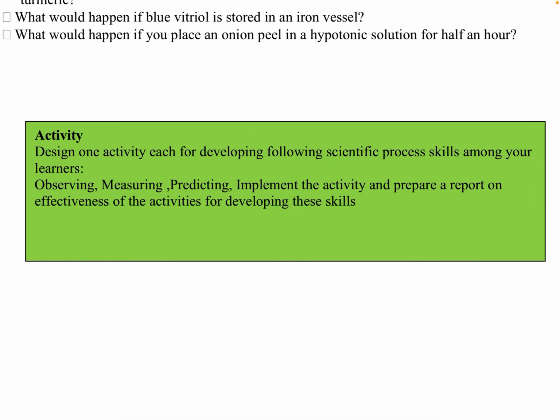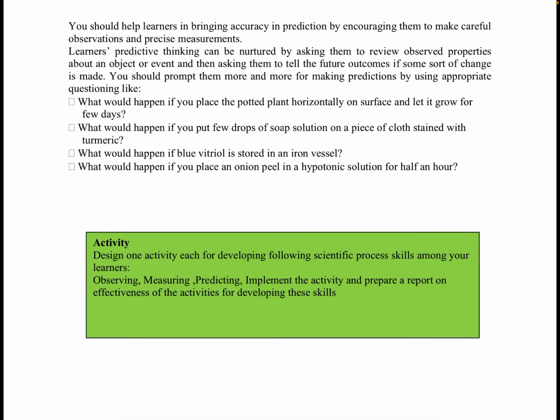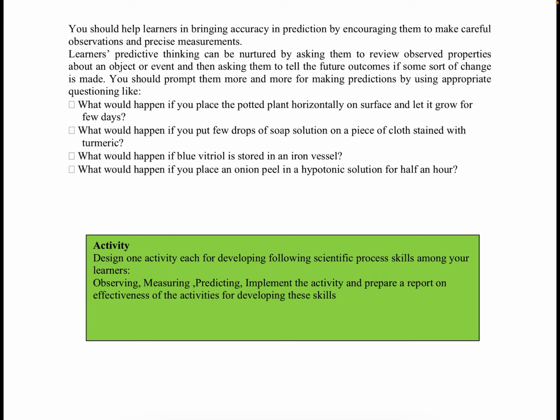Lastly, you can design an activity developing the following scientific process skills among your learners: observing, measuring, and predicting. After using these, implement that particular activity and then prepare a report on the effectiveness of the activity for developing these skills. In total, you can organize one activity where the students can observe, measure, predict, and prepare a report, so that the communication skill is also enhanced.